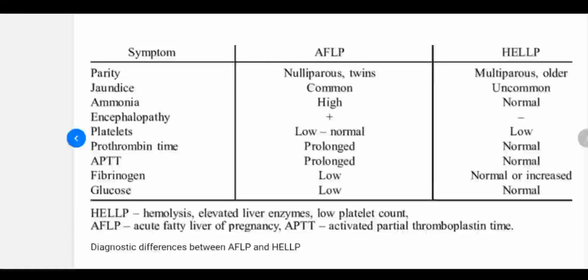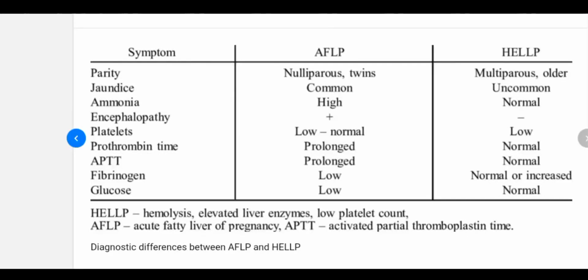Then we have the difference between acute fatty liver of pregnancy and HELLP syndrome. What we need to remember is that it is acute fatty liver. Acute means it is more serious. Okay, so acute fatty liver is linked with nulliparous and twins, while HELLP syndrome is linked with multiparous and older women. In acute fatty liver, jaundice is common, ammonia is high, encephalopathy is present, platelets are low to normal, prothrombin time and APTT both are prolonged, and fibrinogen and glucose are low.